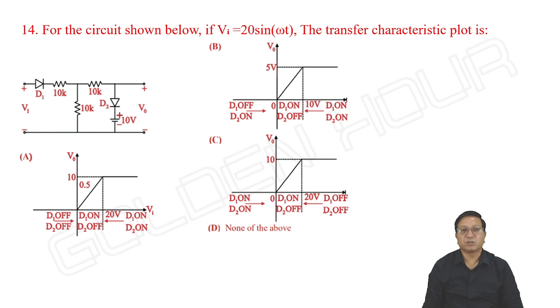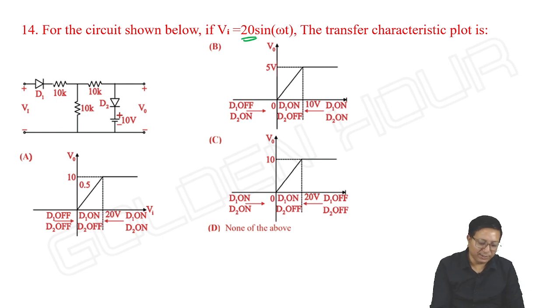For the circuit shown below, if Vi is equal to 20 sin omega t, what is the transfer characteristic plot? What about the transfer characteristics of this given circuit? How do we do this? Suppose the input 20 sin omega t may start from the negative peak, minus 20 volts onwards: minus 20, minus 19, minus 18, minus 17, 16, up to 0.